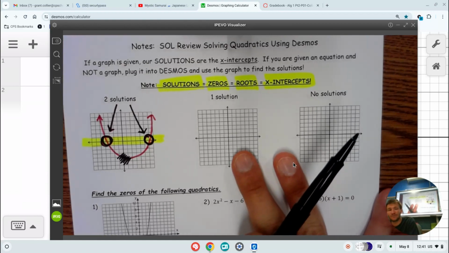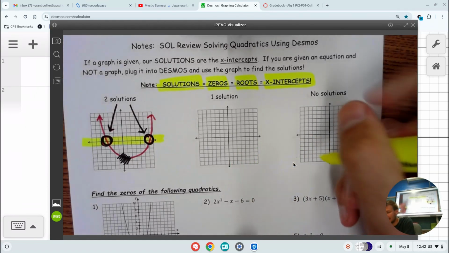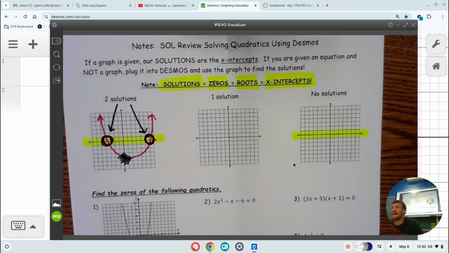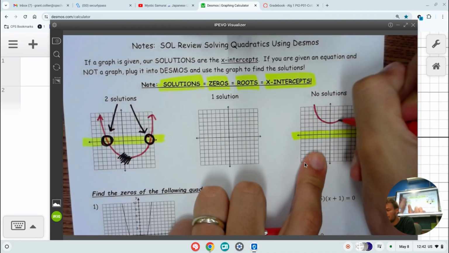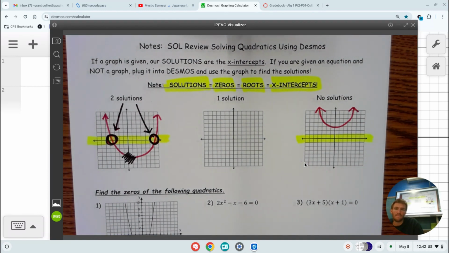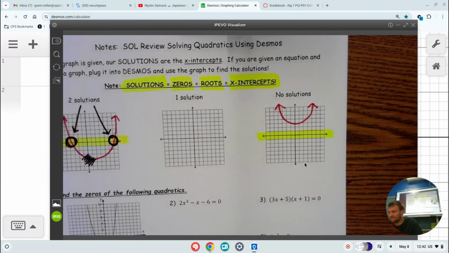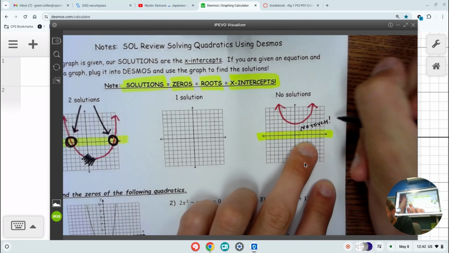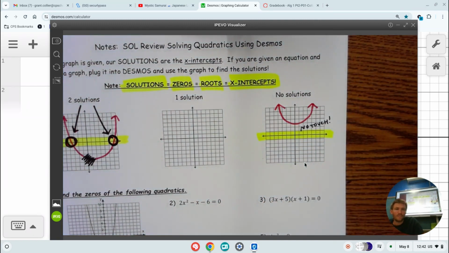Now, one solution is a little tricky, but no solutions is pretty easy. If I put my x-intercept as a yellow highlighter, and your goal is to draw a U without touching the yellow line, that's not too bad. You can just draw a U that is above the yellow line. How many solutions do we have? We have 0, right? No touch. No touch, no solution. Easy peasy.